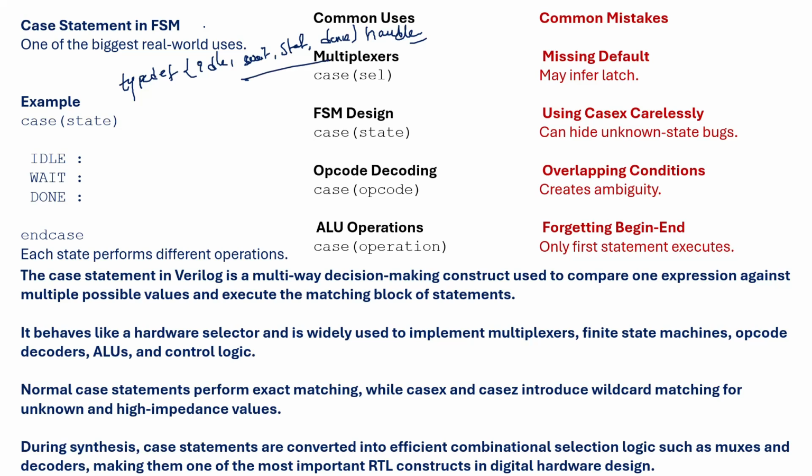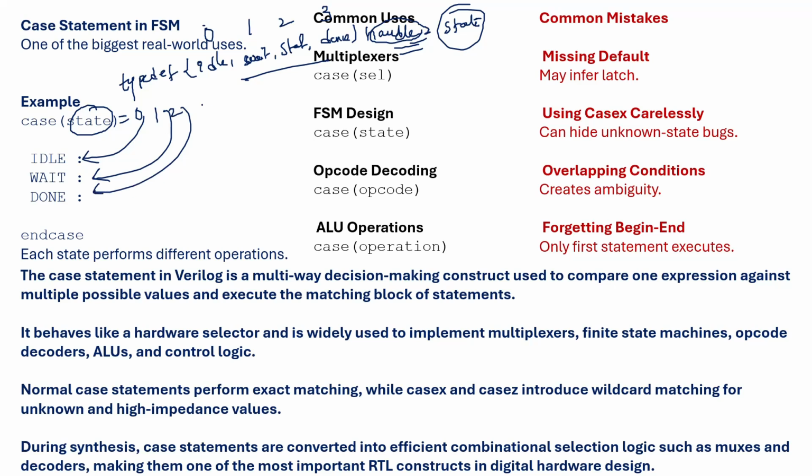At this time, the position values will be assigned automatically: zeroth position, first position, second position and third position. So this handle is called state. Okay, I'm taking this state. If this state is 0, the idle condition will be executing. If this state is 1, the wait condition is executing. If this state is 2, the done condition is executing. And if this state is 3, the start condition will be executing.